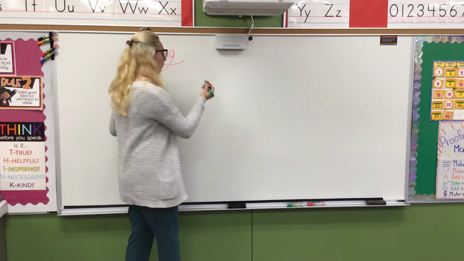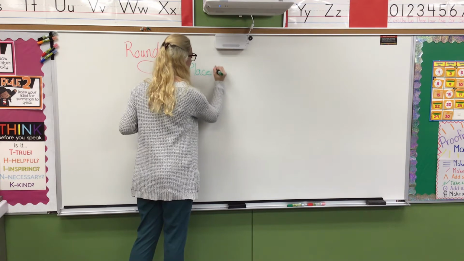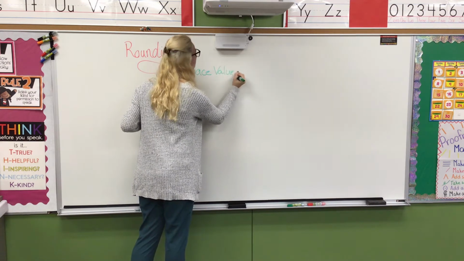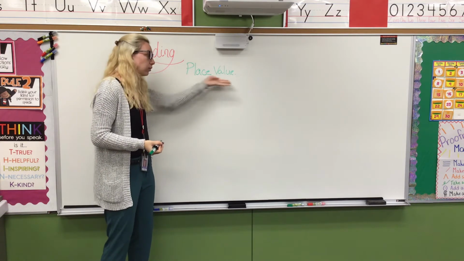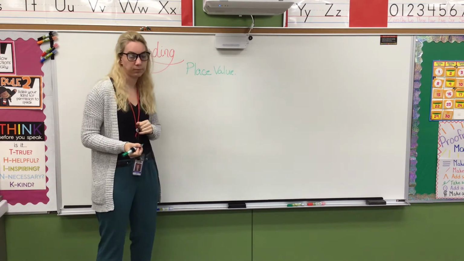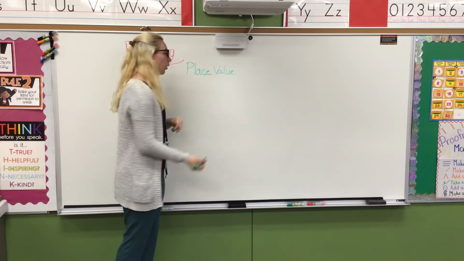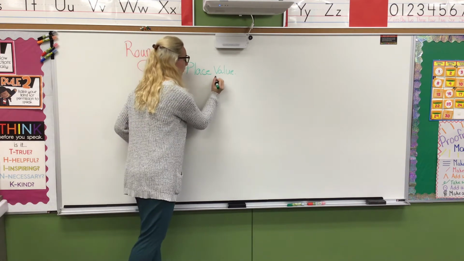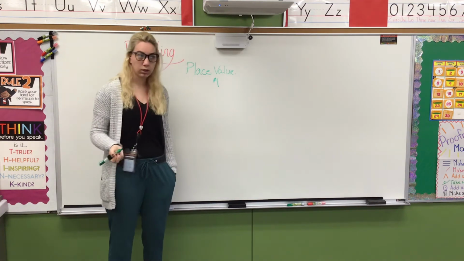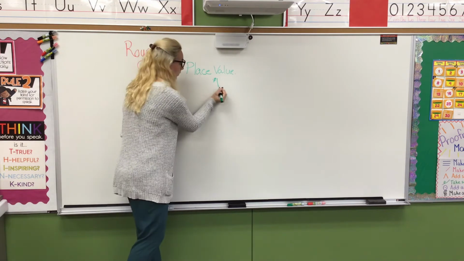Has anybody heard that word before? Place value? Place value is exactly like what it sounds like. The value of the place the number is in. So, for instance, if I had the number 1, and I said I was going to pay you this much, how much money are you getting? You're getting $1 because it's in the ones place value.